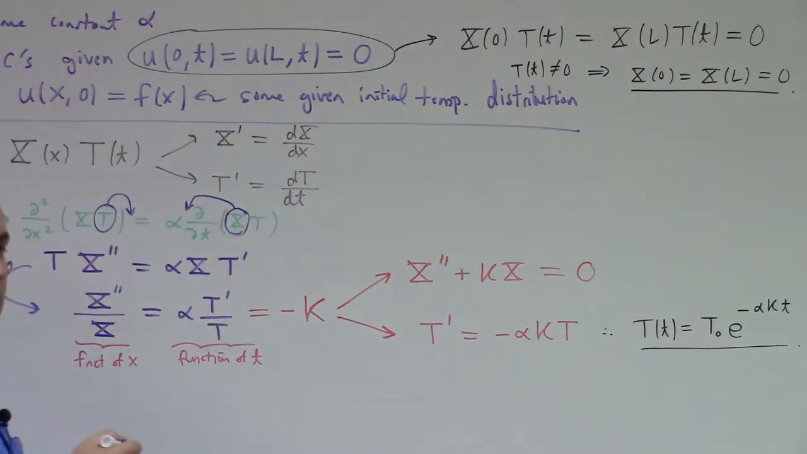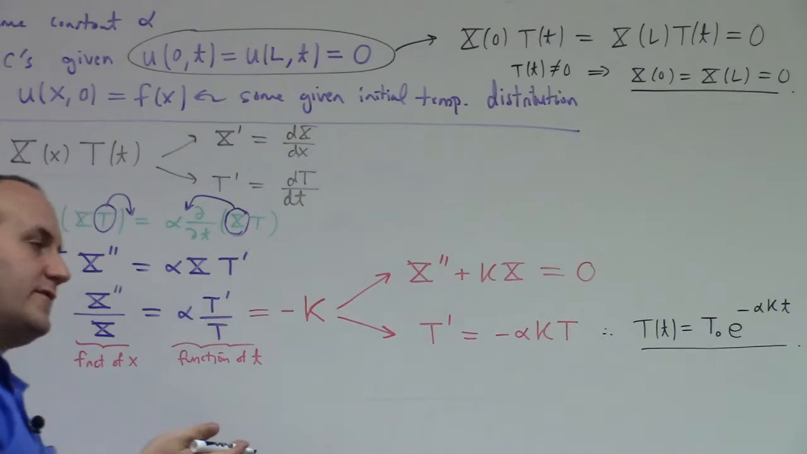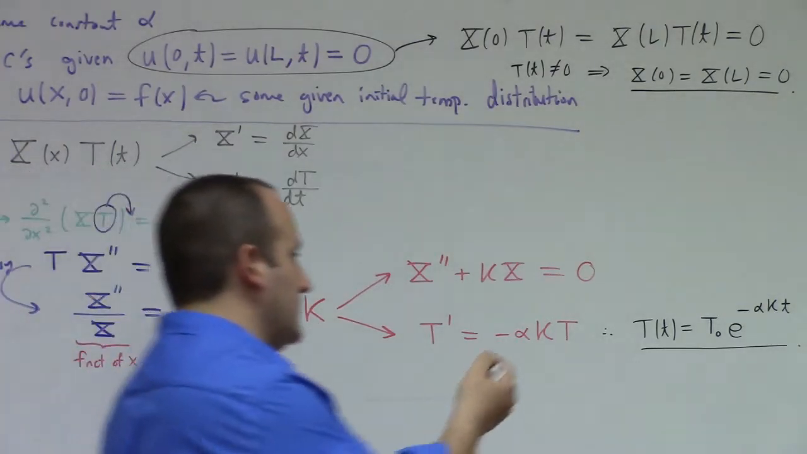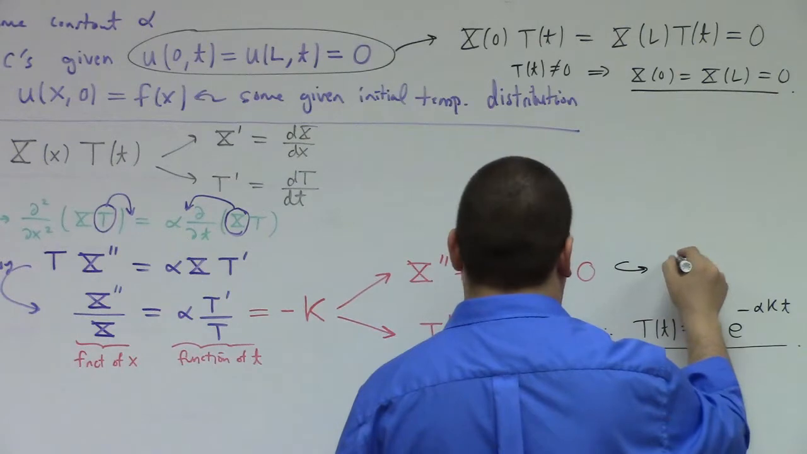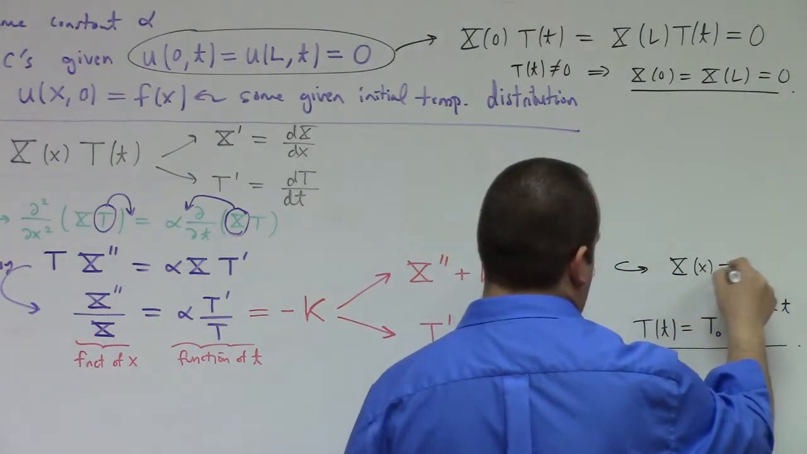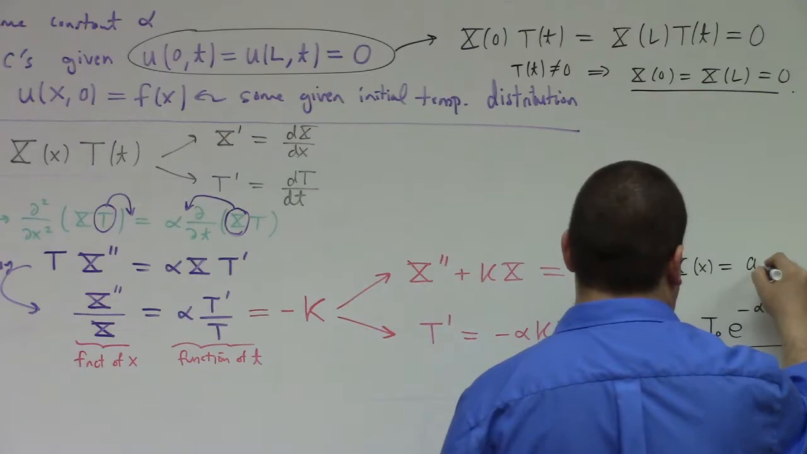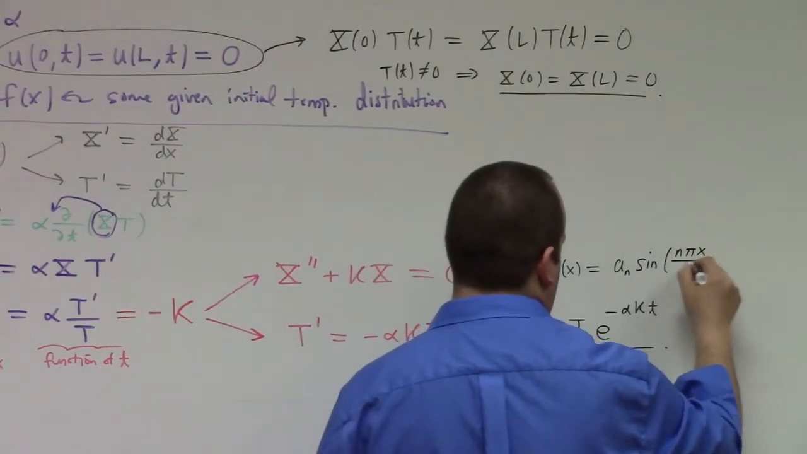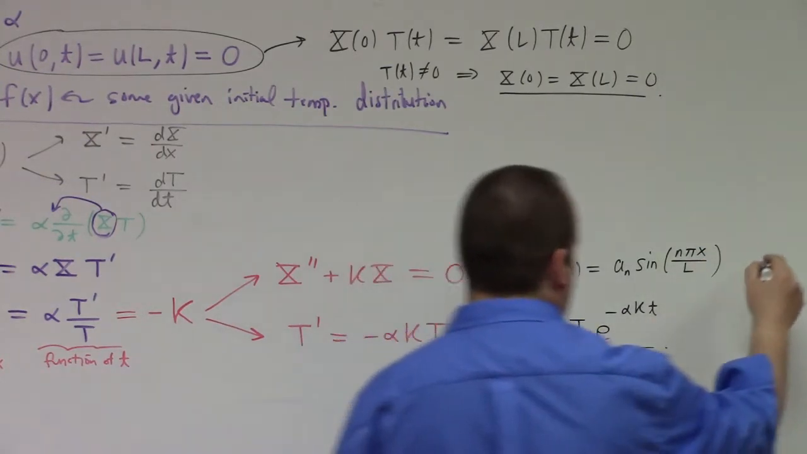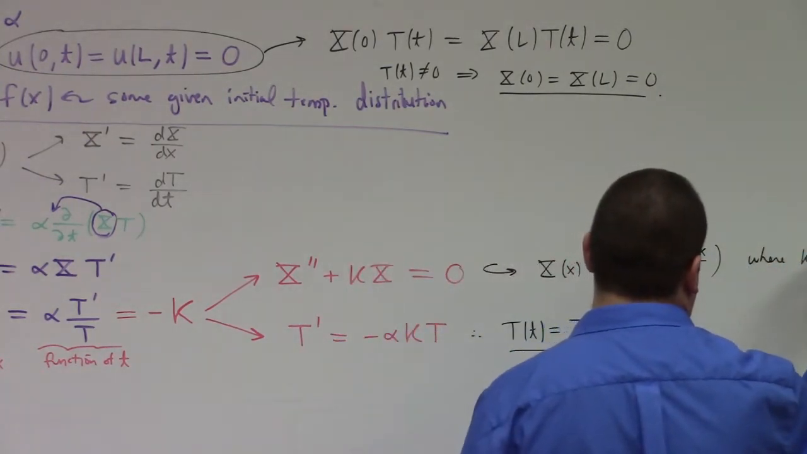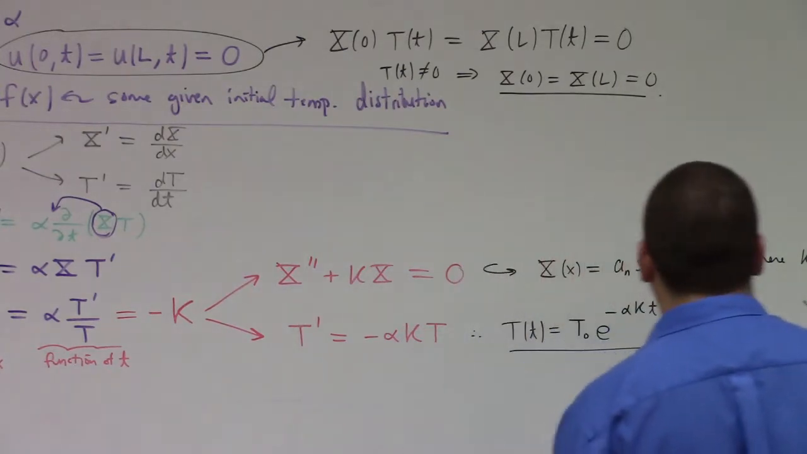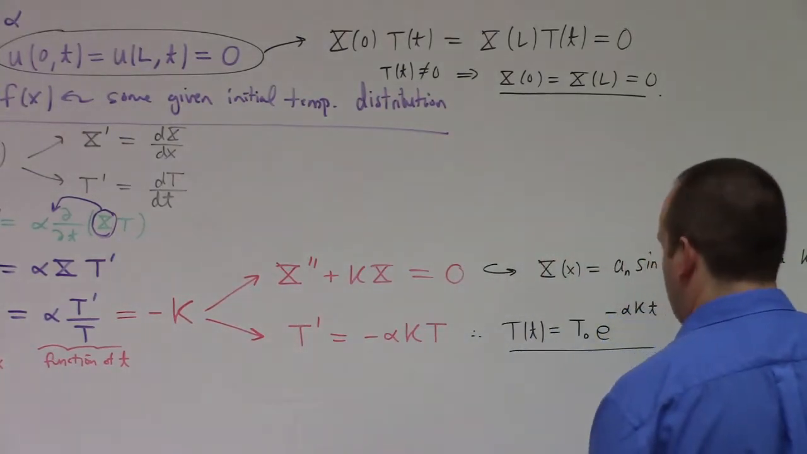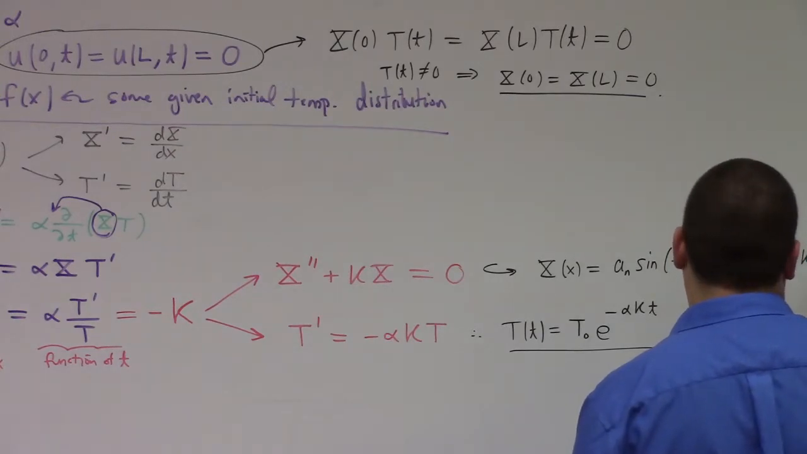Aha! And then we know by the first proposition we went over in my PDE chapter that we can work it out, and that says that X of x is equal to some constant, let's say a sub n, times sine of n pi x over L, and where k is equal to what? I think it was n squared pi squared over L squared.